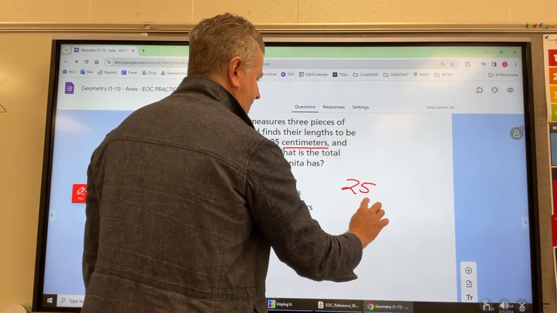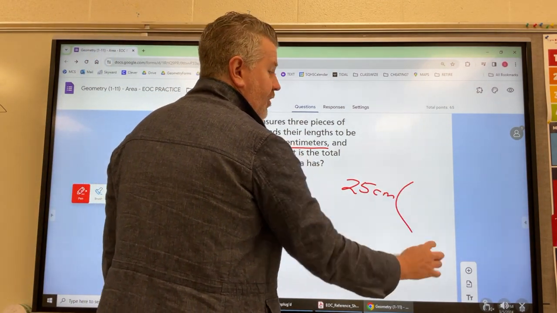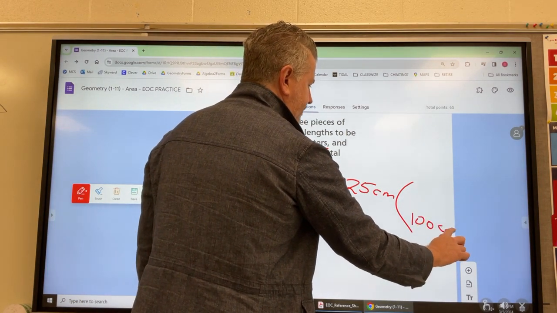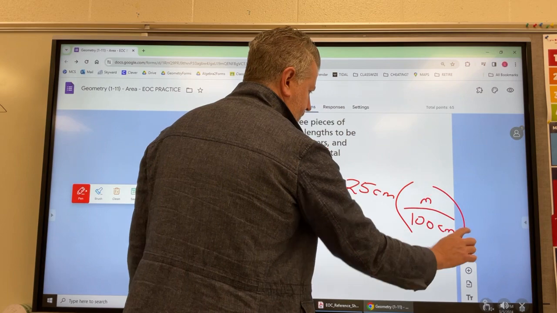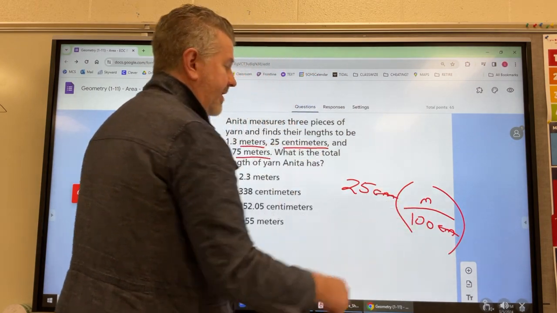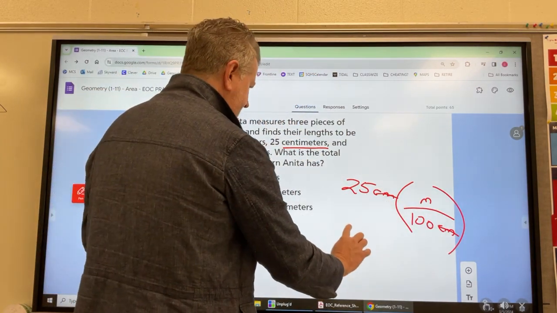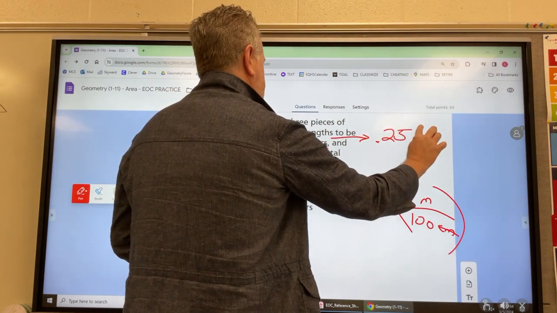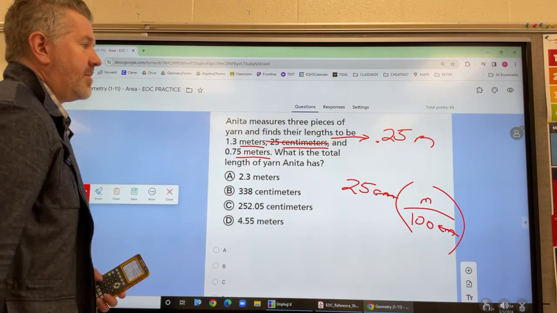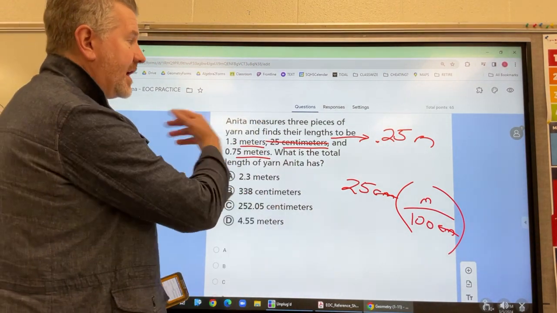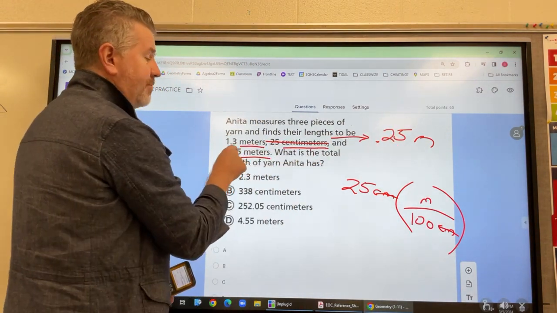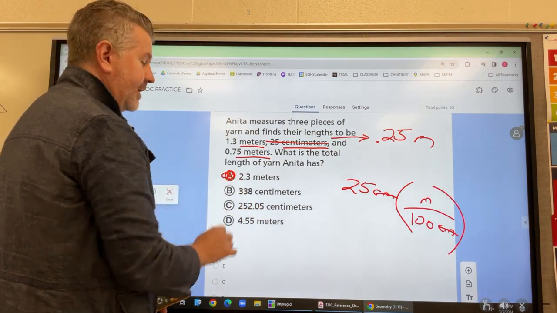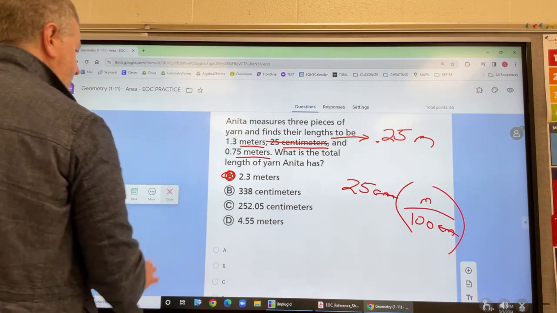25 centimeters, the conversion ratio is 100 centimeters to the meter. So the centimeters cancel, and we divide 25 by 100, and we get 0.25 meters. So instead of 25 centimeters, we're going to call it 0.25 meters, and then we can just add them up. 0.25 plus 0.75 is 1, plus 1.3 is 2.3 meters. So A is the answer to that one.